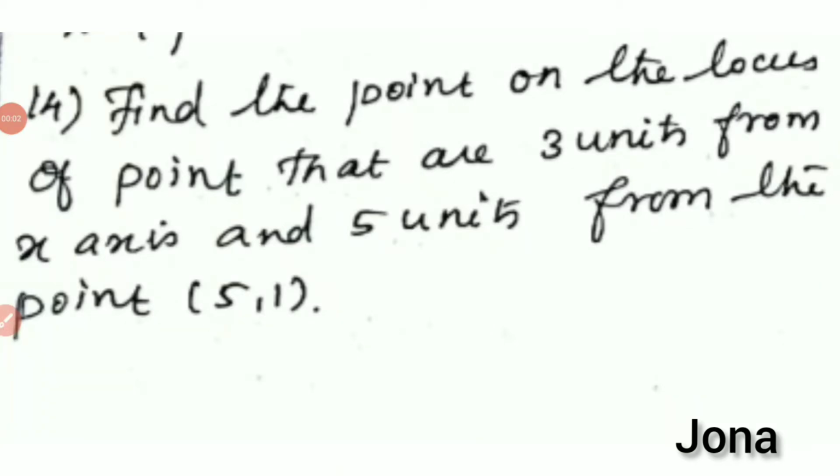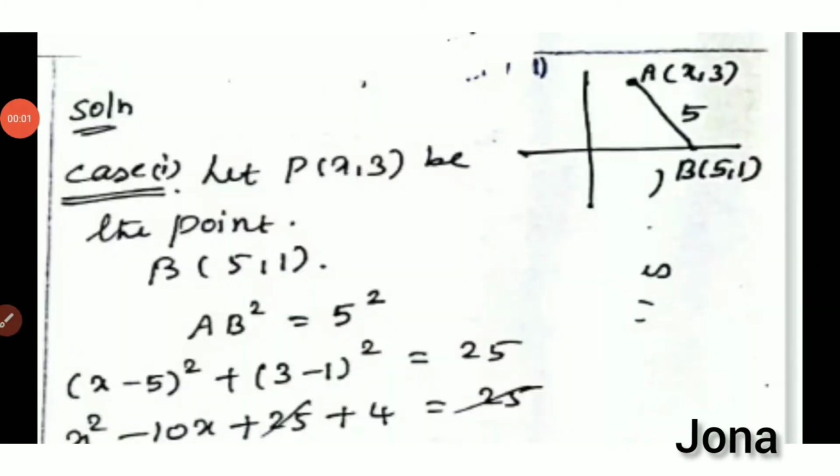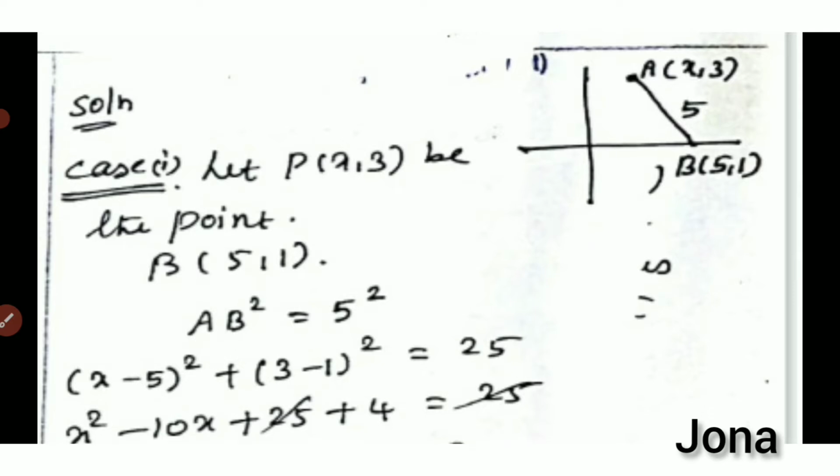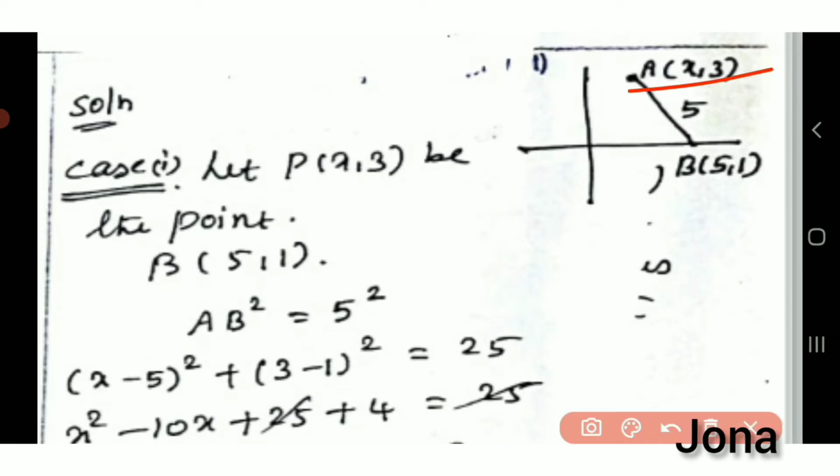14th sum. Find the locus of the point that is 3 units from the x-axis and 5 units from the point (5, 1). Here it's clearly given 5 units from the point and 3 units from the x-axis, isn't it? So we can have A as (x, 3) and B as (5, 1). Okay, so P(x, 3) be the point and B(5, 1) is given already.